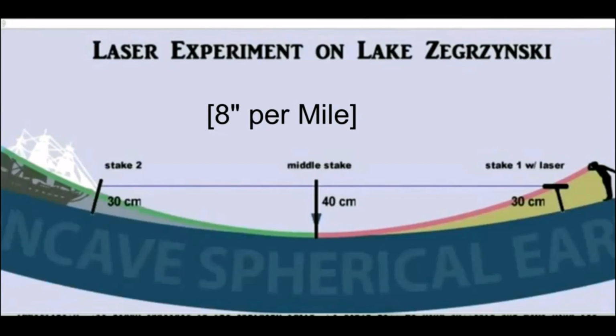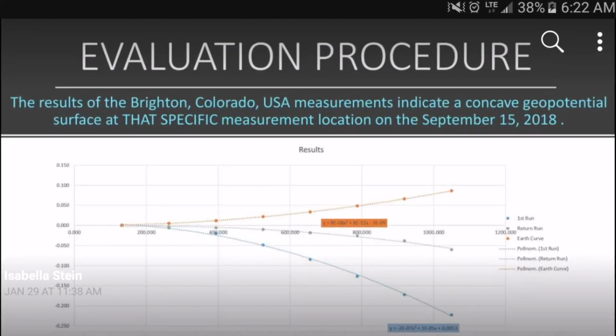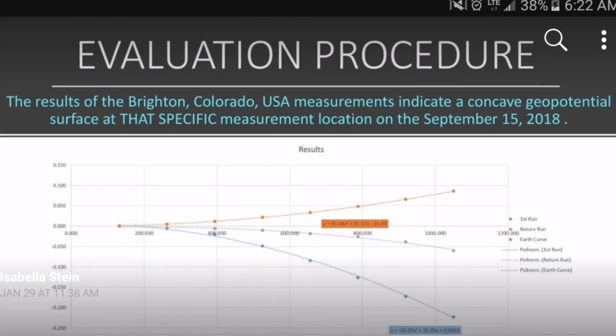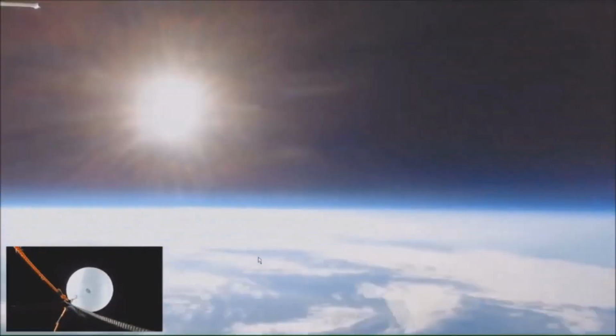So in other words, on both ends, the laser was 30 centimeters above the surface of the water on both shorelines. However, in the center, the laser was 40 centimeters above the water surface, which would indicate the water actually curved like this. So it actually showed that the lake had some sort of concavity to it. Earth is not concave.